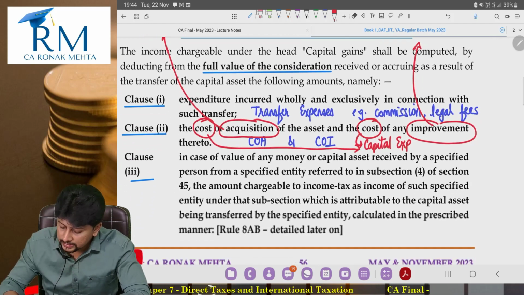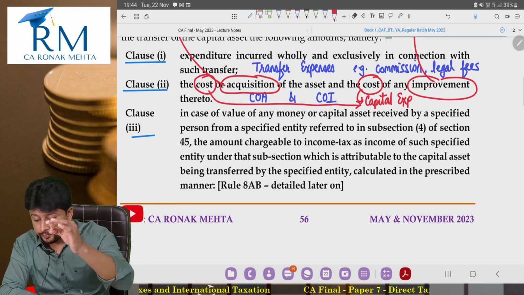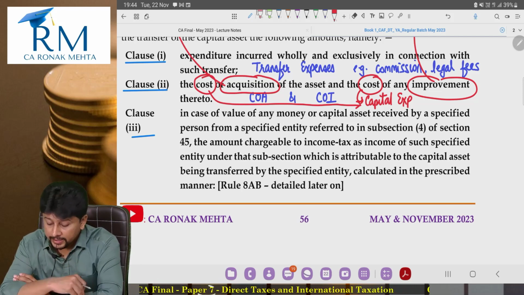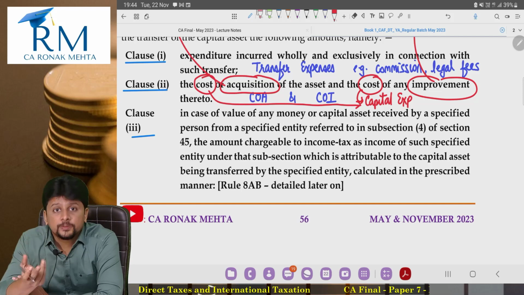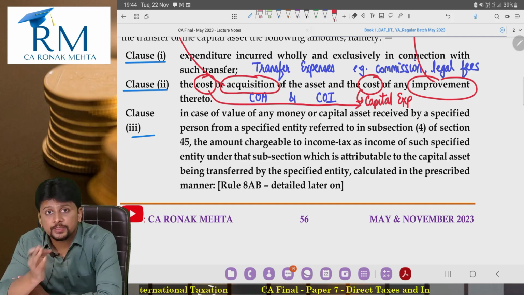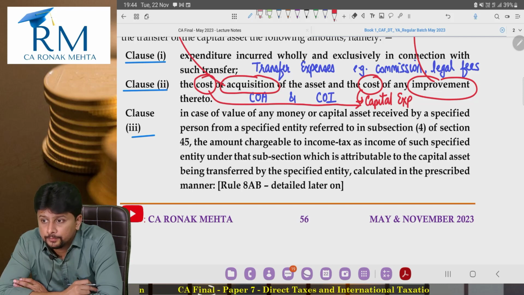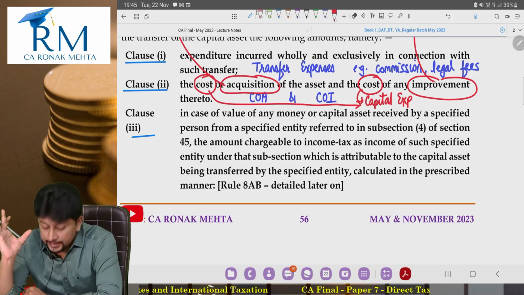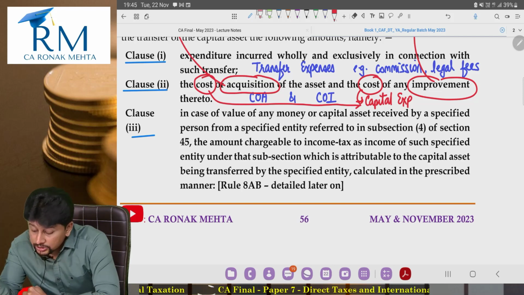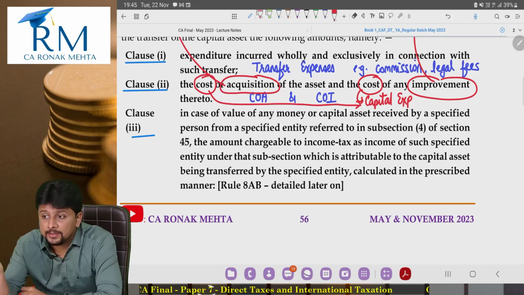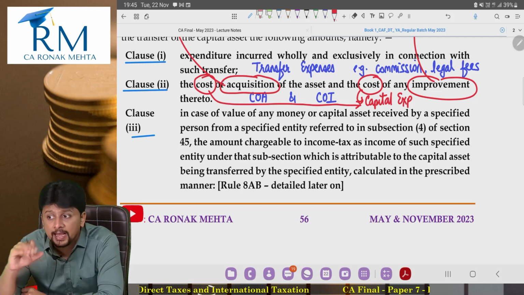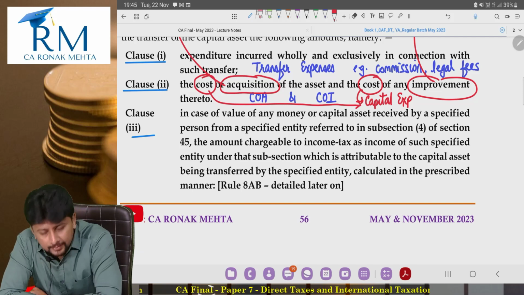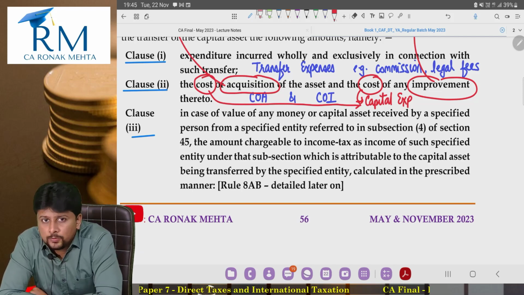Clause number 3. In case of value of any money or capital asset received by a specified person from a specified entity as referred to in subsection 4 of section 45, the amount chargeable to income tax as income of such specified entity under that subsection which is attributable to the capital asset being transferred by the specified entity calculated in the prescribed manner. Sir, what is this? We never saw this in CA Inter. Yes. CA Inter syllabus, this point is not there.